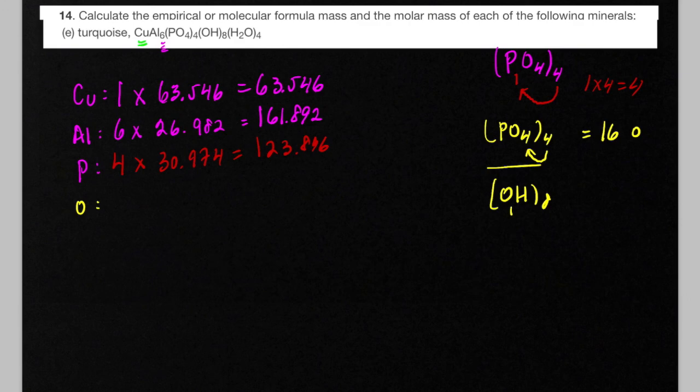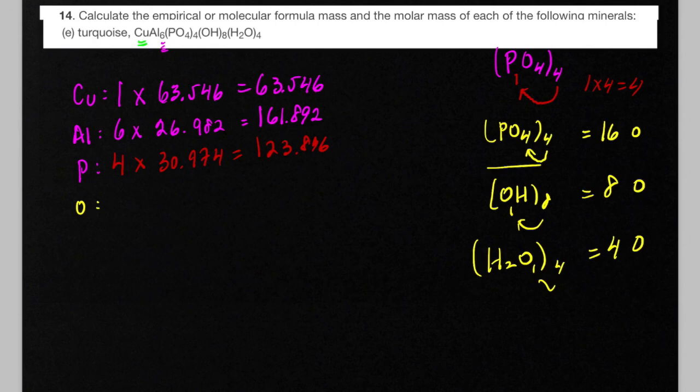We have OH 8. Remember, there's a 1 for the oxygen that's not shown. So 8 times 1 is equal to 8. And then we have H2O4. Okay, and there's a 1 not shown for that subscript. So 1 times 4 is equal to 4. Okay, so there's quite a few oxygens there. 16 from the phosphate, 8 from the hydroxide, and 4 from the water. And that gives you a grand total of 28 oxygens. Okay, so 16 plus 8 plus 4.